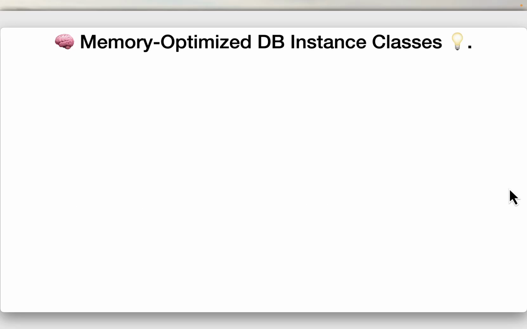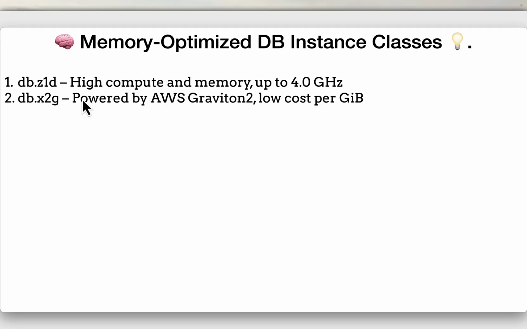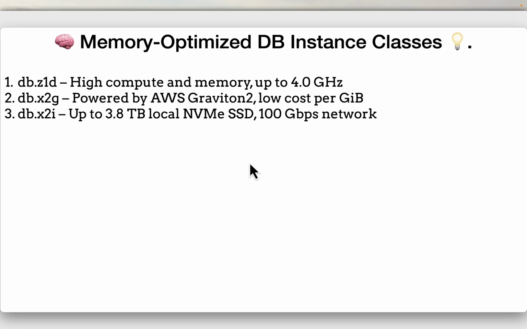Then we'll see some memory optimized classes. I'll quickly run you through. This one is db.z1d, with high compute and memory, up to 4 gigahertz. Then we have db.x2g, which is powered by AWS Graviton, with low cost per gigabyte. And next we have db.x2i, which has up to 3.8 terabytes of local NVMe SSD and 100 Gbps network.